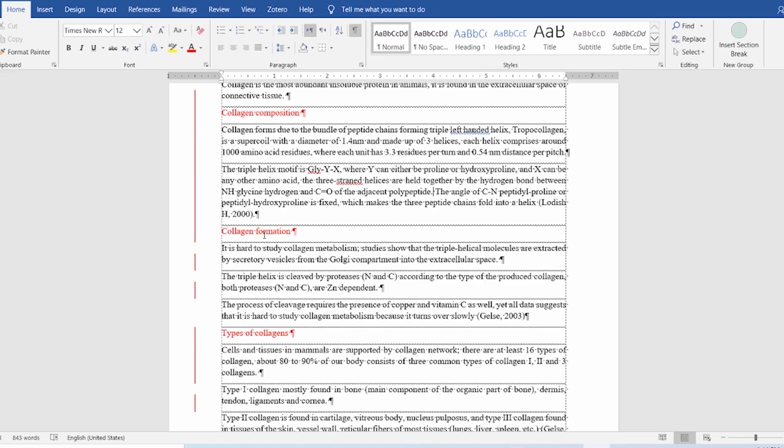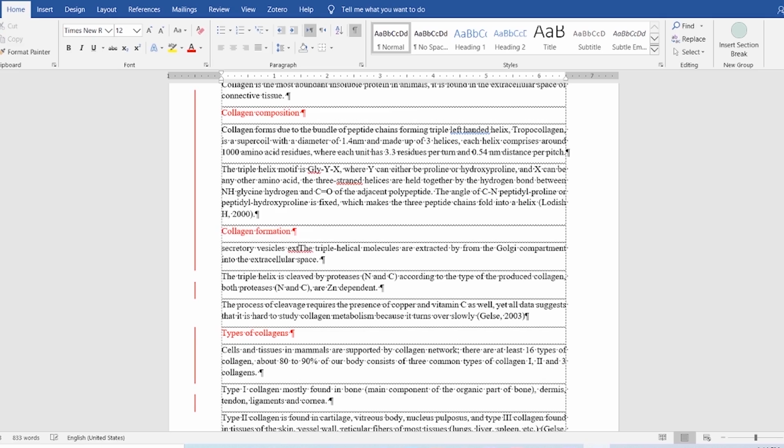So moving to the second point, collagen formation, and you see here it is hard to study collagen, and here the reason why it is hard to study collagen. So let's remove this part and just write that the triple helices, the triple helical molecules are extracted, and I need to convert the passive voice into active voice. So let's start with secretory vessels.